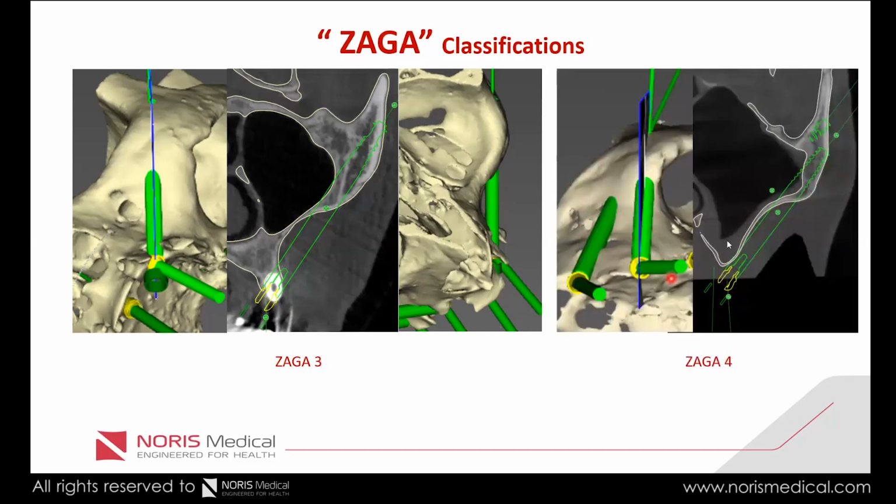And Zaga 4, we have the implant anchored in the zygoma, does or does not perforate the sinus, depending on the way the sinus is there. And basically nothing is supporting this implant at all. Okay, so this is Zaga 4. This will be on severe atrophic maxilla, usually on the posterior implant.